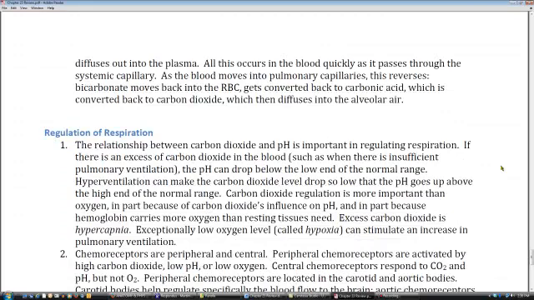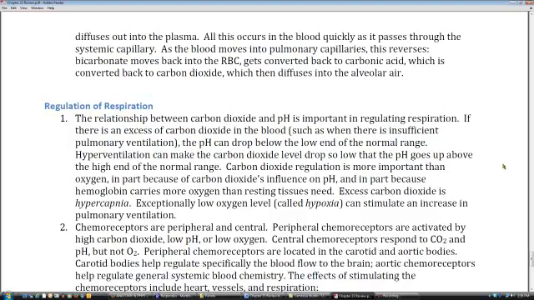Okay, and everything we did in the tissues we're going to reverse when we get to the lungs. So CO2 is going to diffuse out of the blood. The bicarbonate diffuses back into the red blood cells. The carbonic anhydrase converts it back to CO2, and the CO2 can diffuse back out. So that's it on blood transport in the lungs.